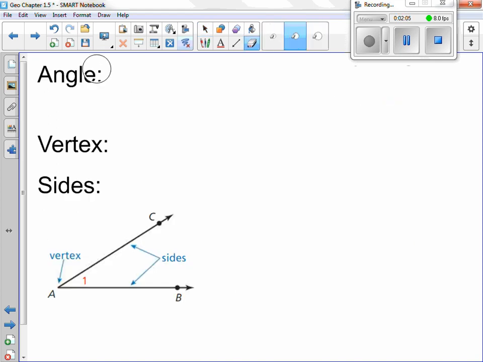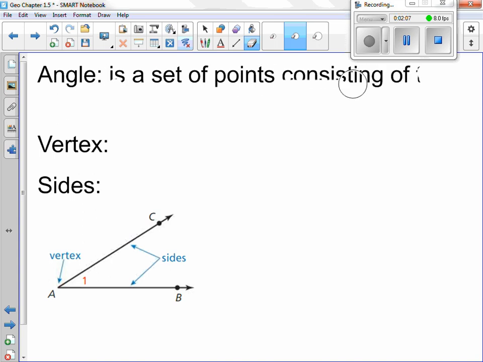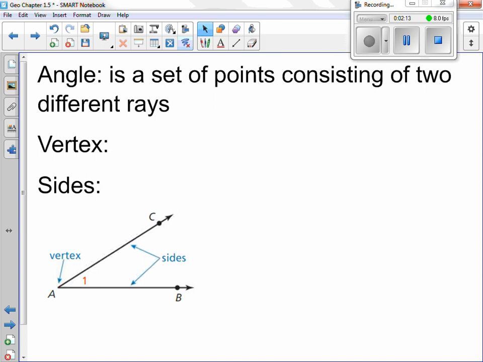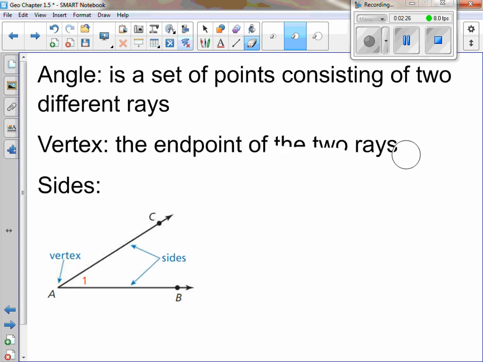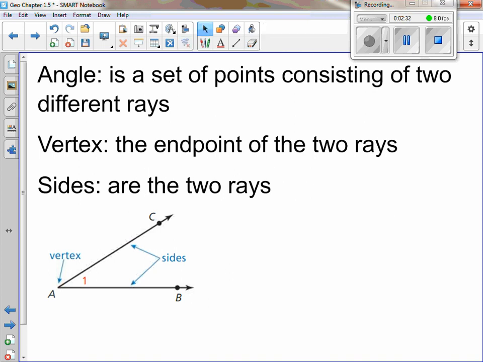Now, an angle is a set of points consisting of 2 different rays. So 2 different rays combine to make an angle. It's 2 rays that share a common endpoint and whose sides are not the same. So the vertex is the endpoint of the 2 rays, and the sides are the 2 rays.